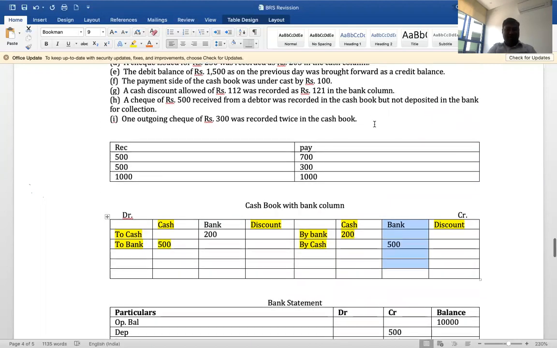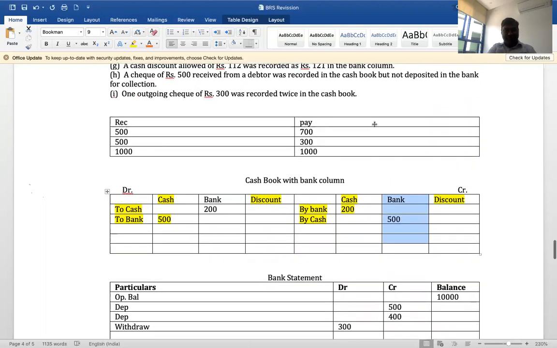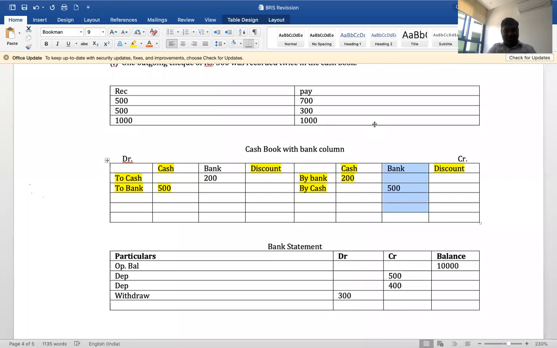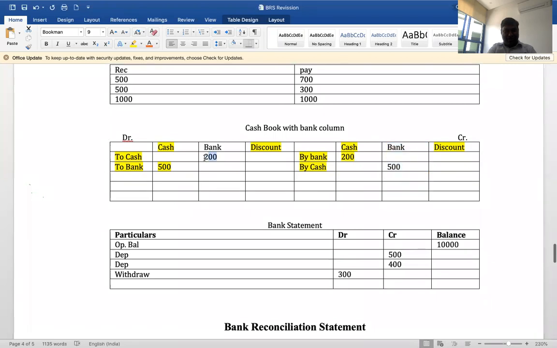You're not recording in the bank column. 200, you're not recording it here. You have recorded it here, but you did not record it here. When you did not record it here, what happens as per cash book?